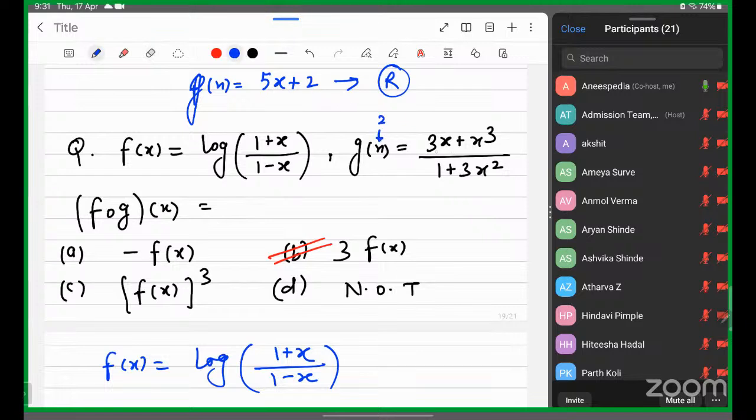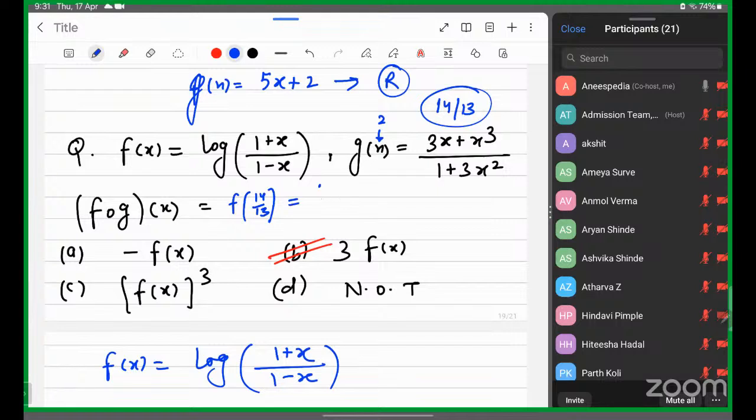So this will be how much? 3 into 2, 6 plus 2 cube. 2 cube is 8. 6 plus 8 will be 14. This will be 2 square, 4. 4 into 3, 12. 12 plus 1, 13. This will be 13. Now take f of 14 by 13.